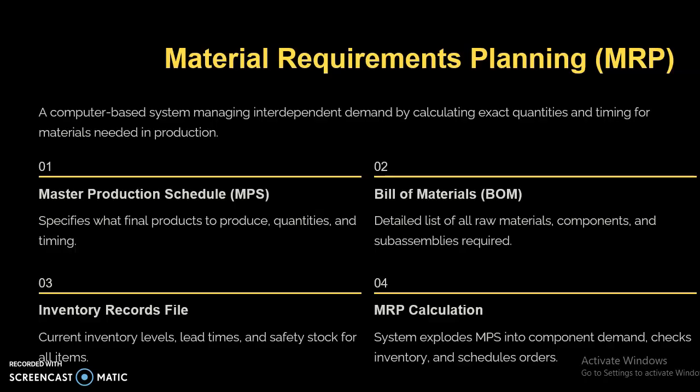Master production schedule, that is MPS, specifies what final products to produce, quantities and timings. Bill of materials gives a detailed list of all raw materials, components and sub-assemblies required. Inventory record file gives the current inventory level, lead times and safety stock for all the items. Using these three inputs, the MRP system explodes the MPS into component demand, checks inventory and schedules order.